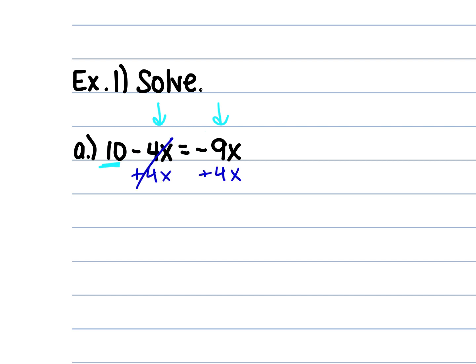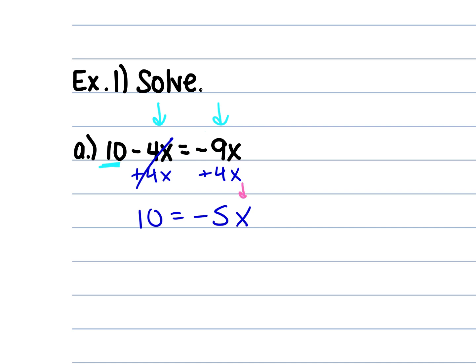So it cancels. So I have 10 is equal to, since negative 9x and 4x are like terms, I just add the coefficients together and keep the x there. So negative 9 plus 4 would be negative 5. And the variable part stays the same, so negative 5x.